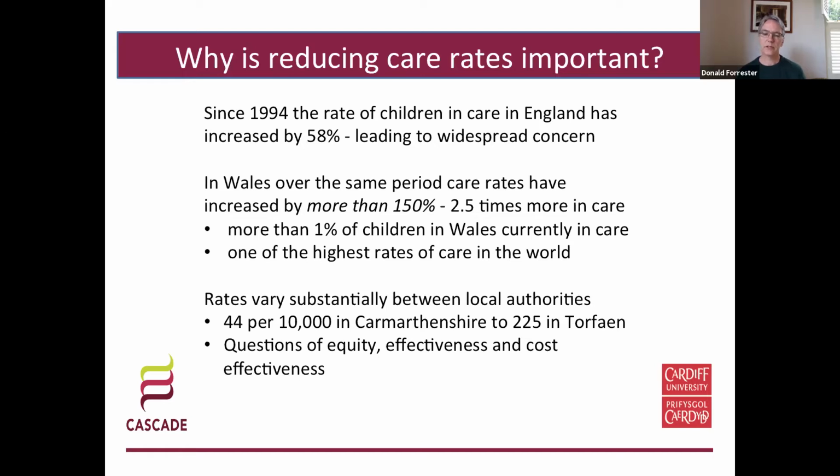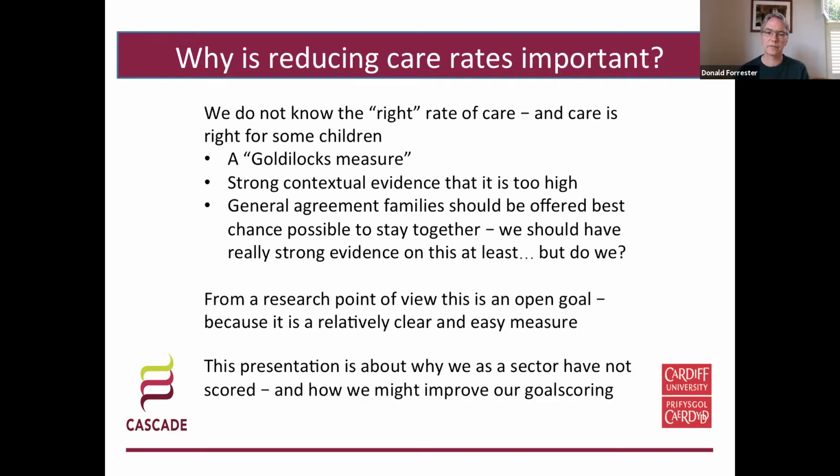About 1% of all children in Wales are in care, which is one of the highest rates of care in the world. It's higher than I've been able to find for any comparative countries. It varies a lot between local authorities. You're 5 times more likely to be in care in Torfaen compared to Carmarthenshire. And there are questions of equity and fairness: are all families and children getting the same service? There's also effectiveness, the best way of delivering services, and cost effectiveness. Care may be needed for some children, and I'm certainly not against care. It definitely is needed at times, but is it always the best use of the resources we have?